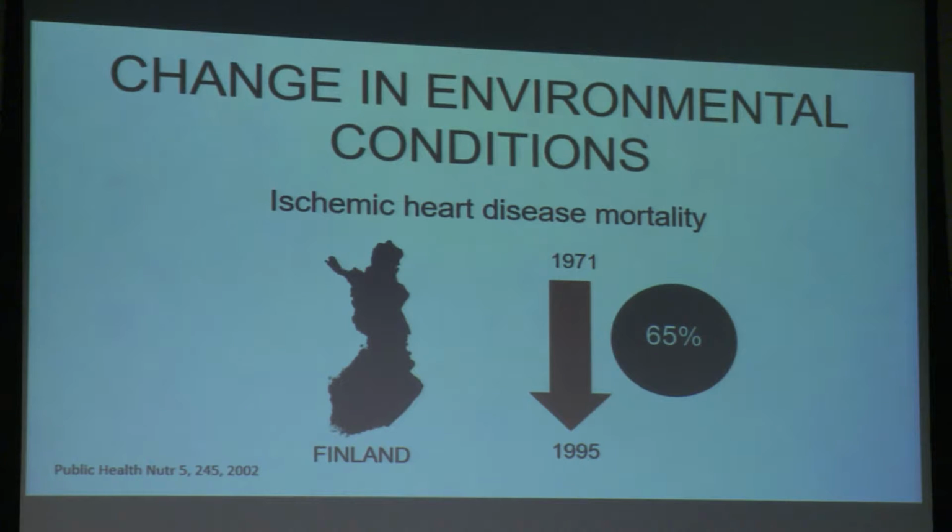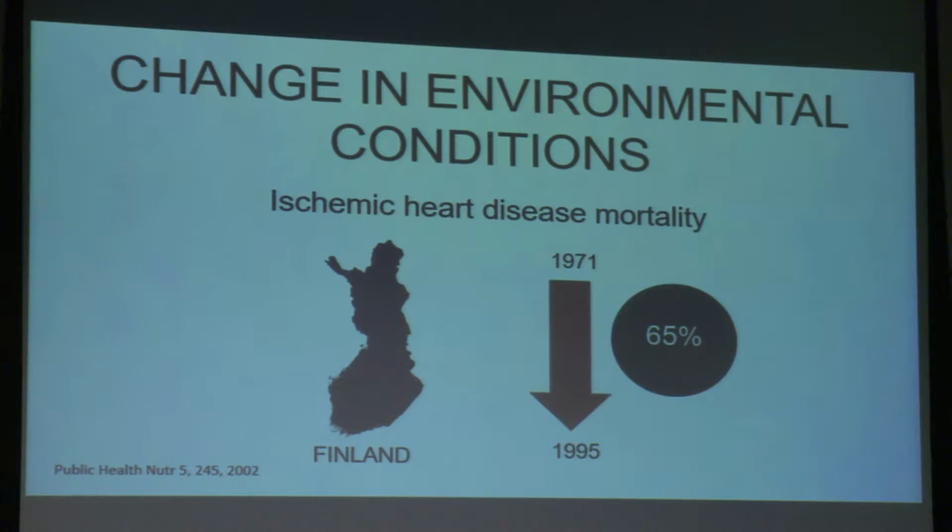And this is data from Finland showing that from 1971 to 1995, there was a 65% decrease in the overall incidence of cardiovascular disease within that community. And certainly, if there were strong genetic components to this disease, you would not expect such a large change just because of a change in the environmental conditions. So it suggests that there are things in the environment, in this case in Finland, the implementation of newer agriculture policies.